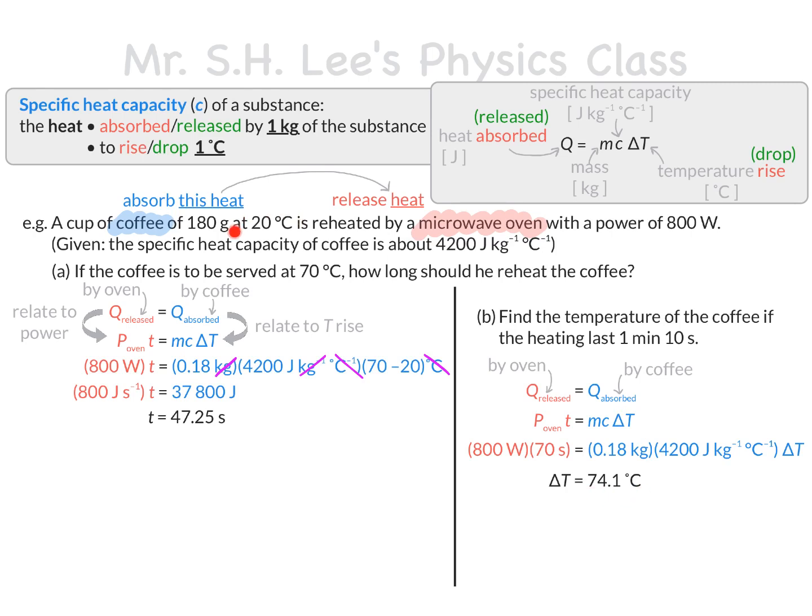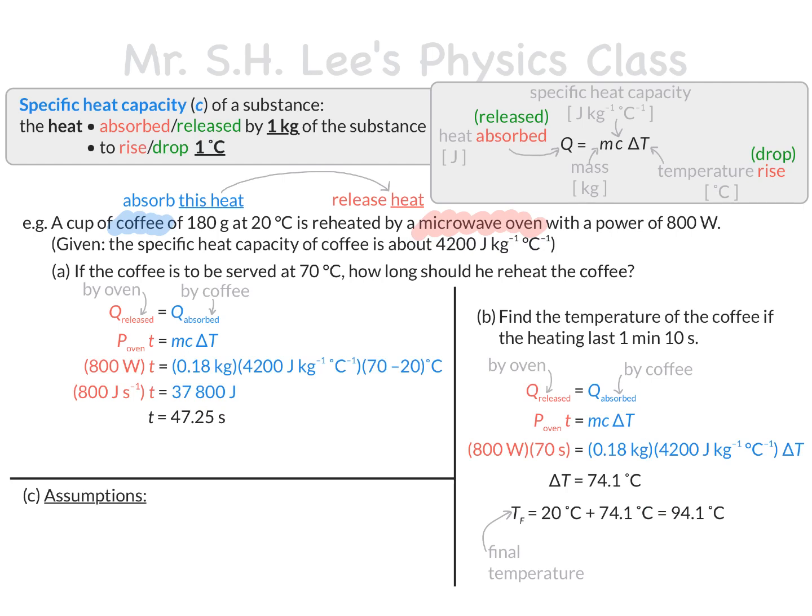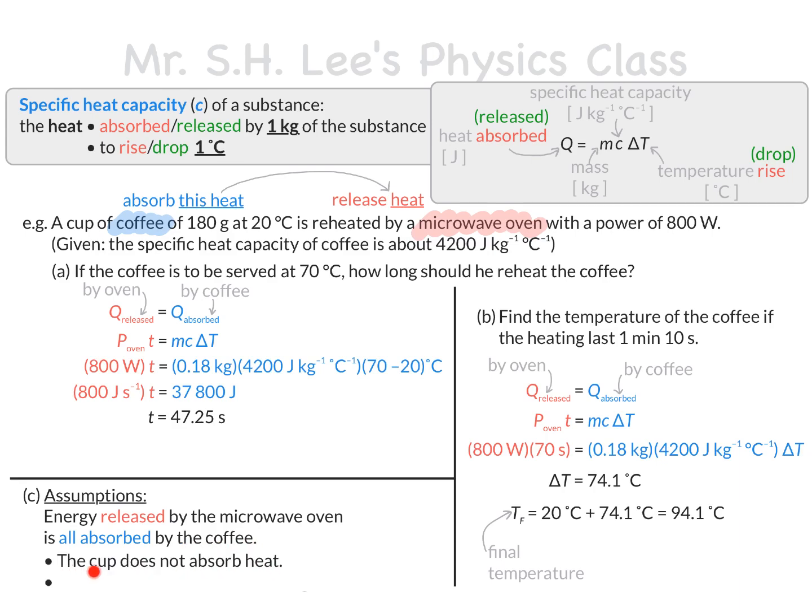Since the heating starts from 20 degrees Celsius, this would mean the final temperature T_f equals 20 plus 74.1 degrees Celsius and equals 94.1 degrees Celsius. Well, too hot to be a cup of good coffee. But I want to remind you that these results are only theoretical. We got them by assuming that the energy released by the microwave oven is all absorbed by the coffee. That is to say, the cup does not absorb any heat and no heat is lost to the surrounding environment. But this is simply not true in reality.